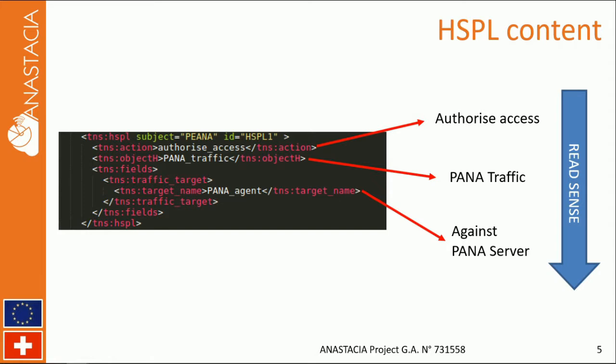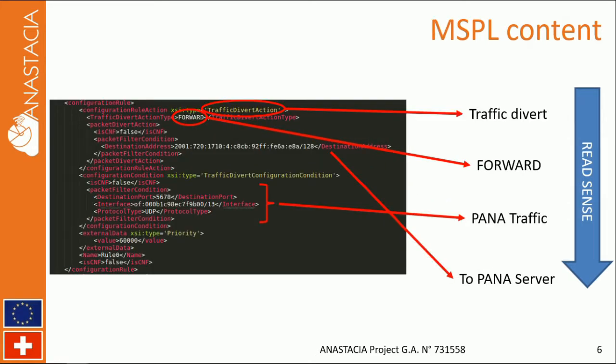Here we can see an example of a high-level security policy, which indicates that the IoT domain is authorized to use PANA traffic against the PANA server. And this is an example of a medium-level security policy, which indicates that we need to forward the PANA traffic from the IoT domain to the PANA server.